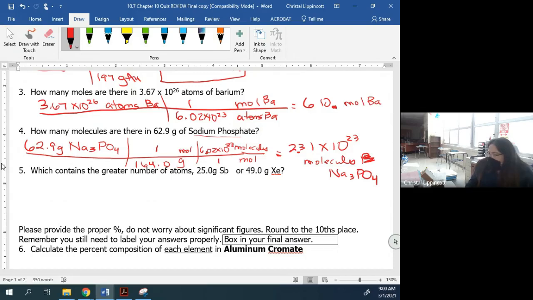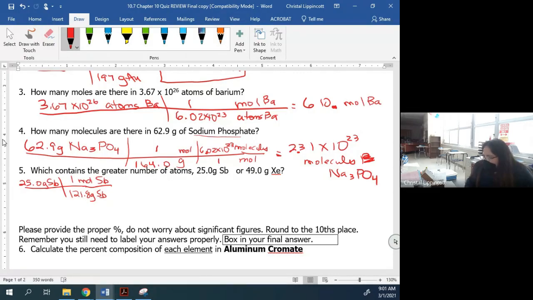All right, here they want to know which one of these has the greatest number of atoms, 25 grams of antimony or 49 grams of xenon. So I set these up. 25 grams antimony. They apparently did not put down that unit or that calculation on here. 121.8 grams of antimony in 1 mole of antimony.